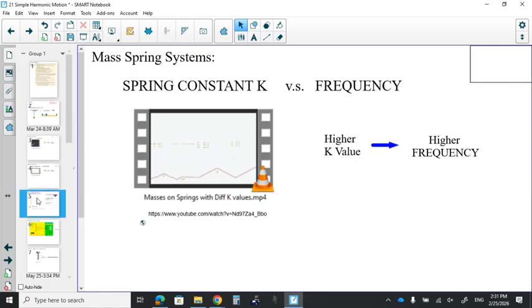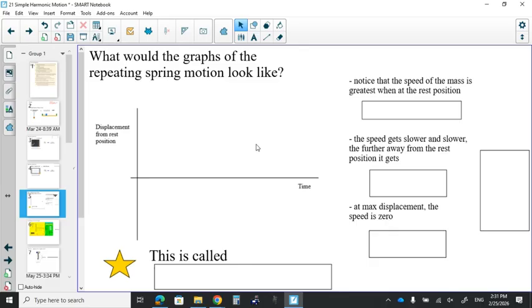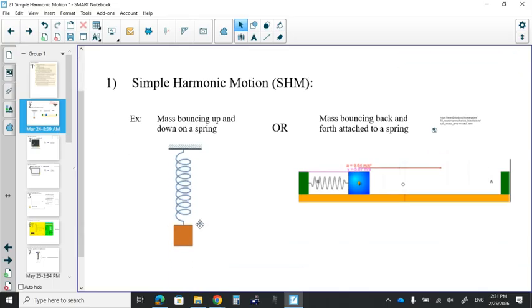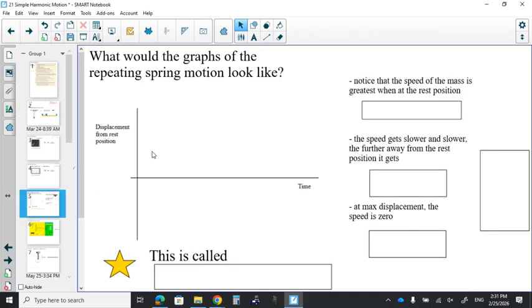All right. So what would the graphs of the repeating spring motion look like? We're looking for the graph of the displacement from the so-called rest position. Wherever this spring would just rest on its own and come to a stop is the normal height. If you pull it down, it goes down from that spot, and then it swings up from that spot, so it's going above and below the rest position. Same thing here, the rest position being in the middle. It's going to bounce to the left and the right of that. So we're talking about displacement from rest position.